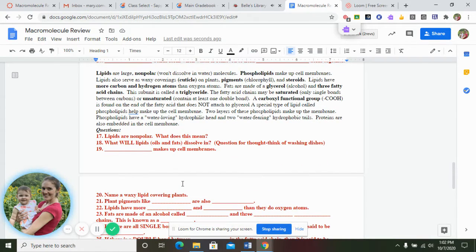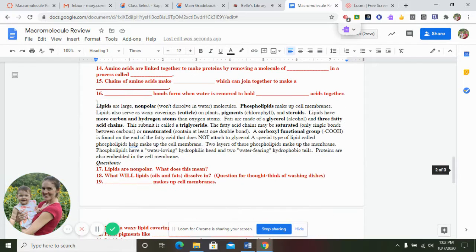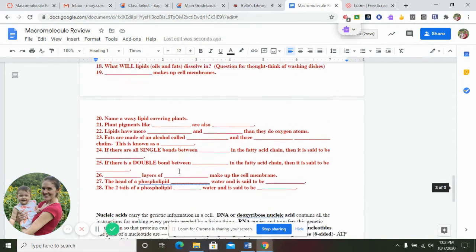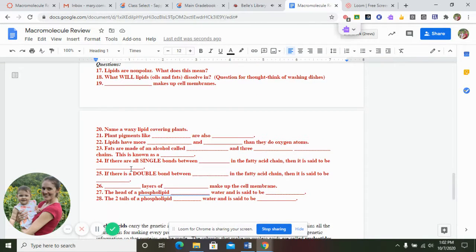Then you have some questions on lipids. 17 through 28 is going to be revolving around this small reading here. And the last one is on nucleic acids. So questions 29 through 34 you'll find in this paragraph right up here. You really shouldn't need to Google any of these answers. As long as you are reading through it, you will find them. It's almost word for word.